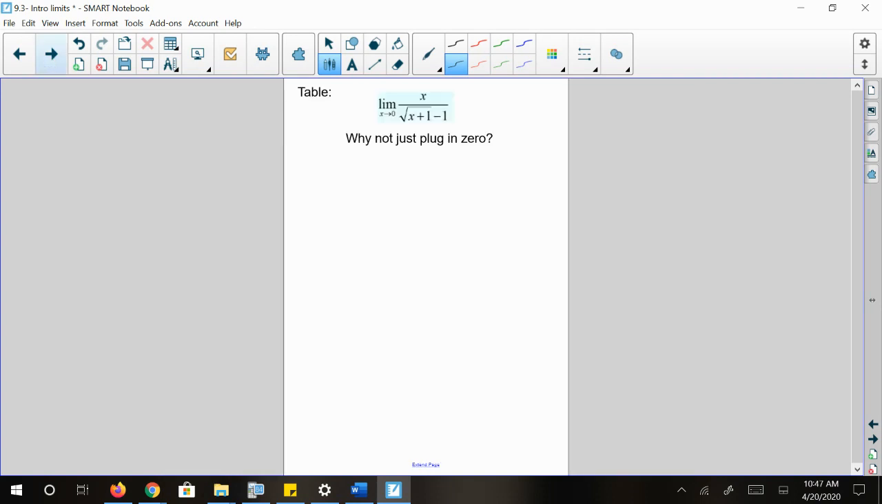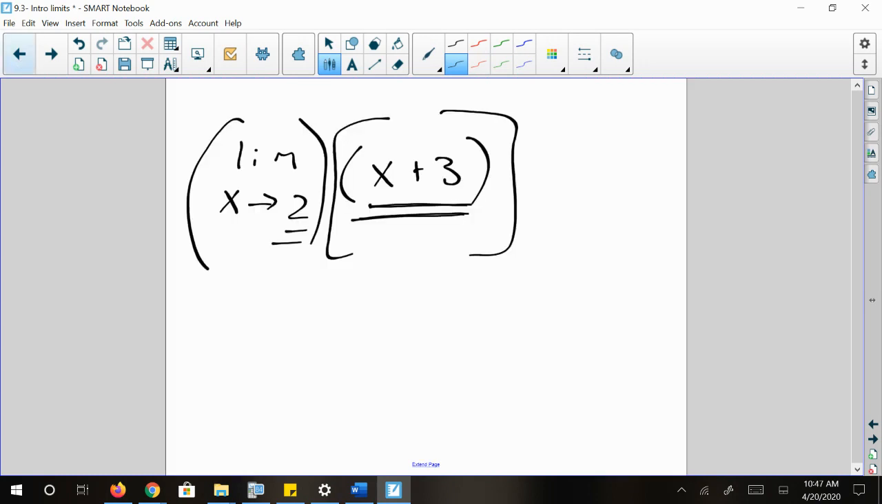So if we look at this problem, what this says is, what's the limit as x approaches 0 of this function right here, x divided by the square root of x plus 1 minus 1. Now a reasonable thing to think about, if you go back and look at this problem, is that I can take the number 2 and plug it right into this function. In other words, if I just wanted to find the limit as x approaches 2, why don't I just try exactly 2 and see what happens?